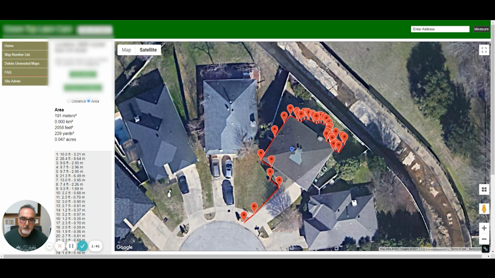Come back to the house. I'm not going to worry about the AC units and such. That's such a nominal amount. We'll come back all the way to the street here.